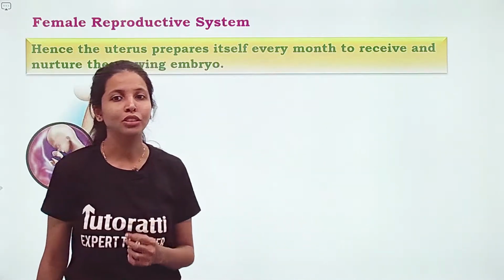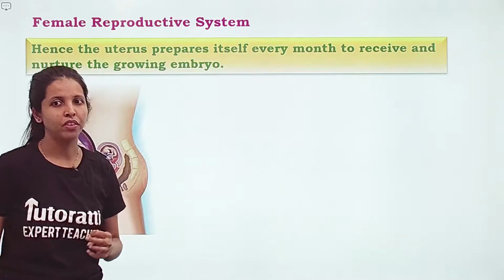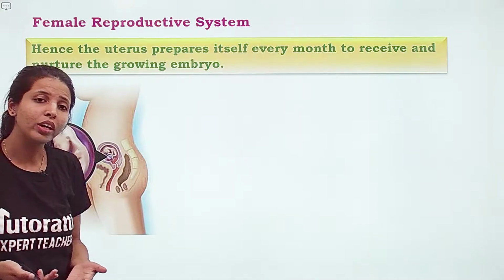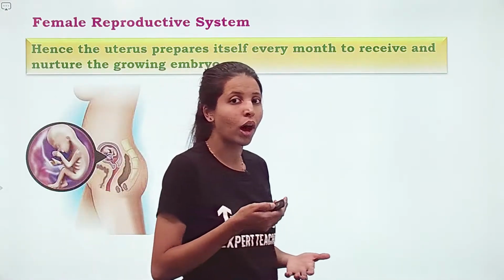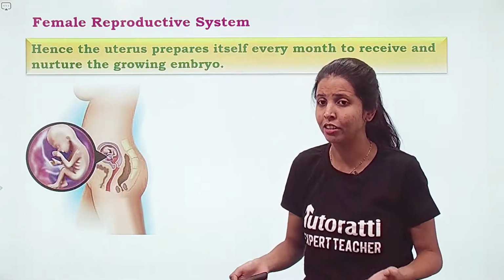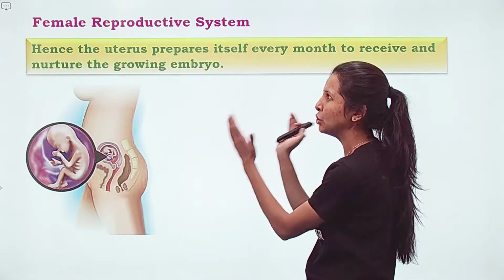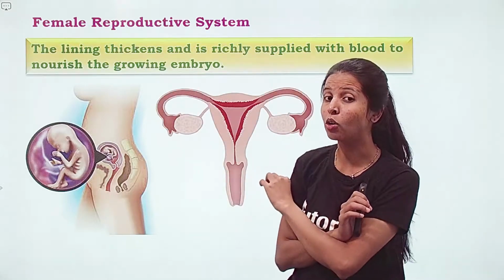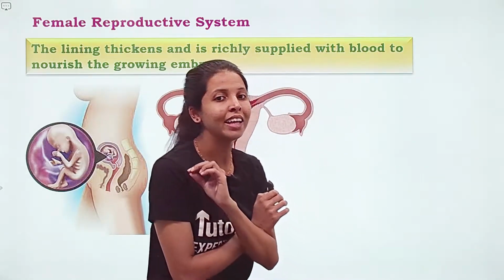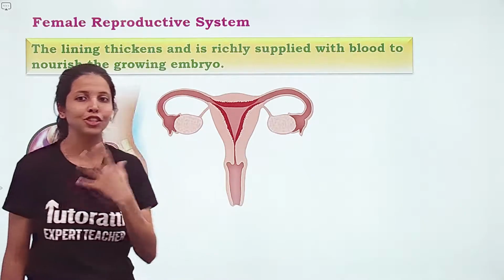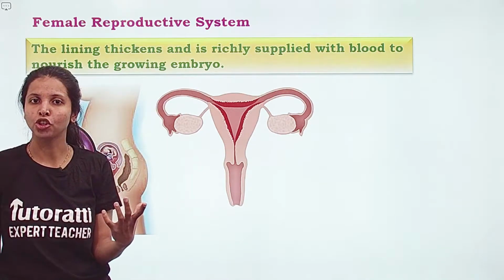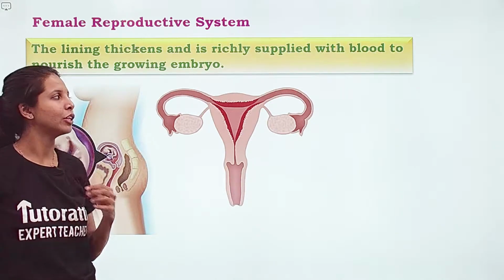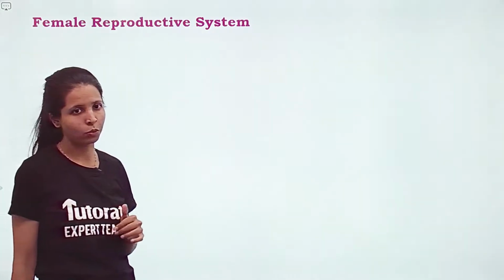Hence, the uterus prepares itself every month to receive and nurture the growing embryo. The growing embryo, of course, is going to require a rich supply of blood and nutrients. So the uterus prepares itself every month. How does it prepare itself? The lining thickens and it is richly supplied. Lots of formation of new capillaries takes place. Richly supplied with blood to nourish the growing embryo.